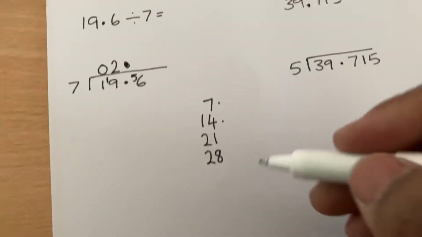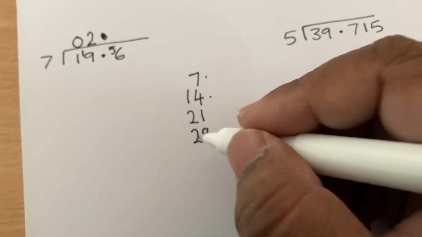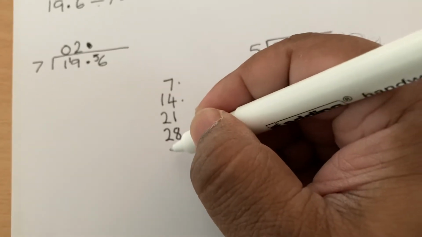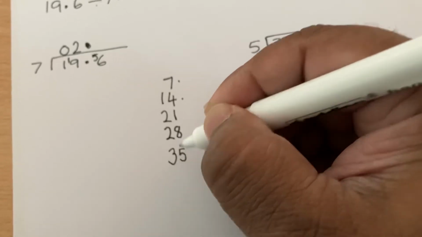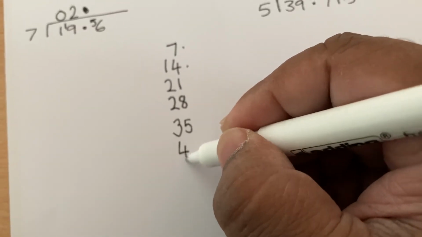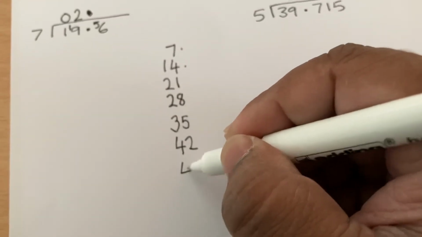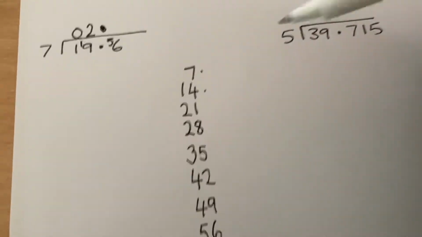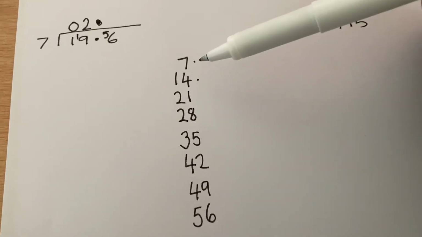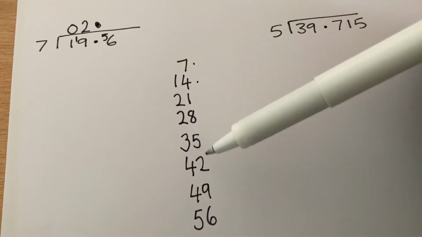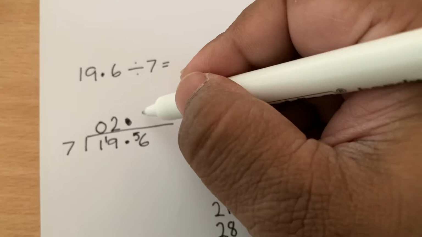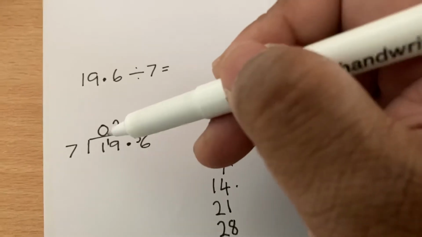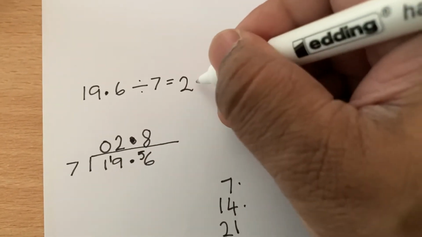How many 7s in 56? Well, we haven't got to 56 here, so I need to carry on with my times tables. So what's the next one? The next one is 28, then it's 35, then it is 42, and then it is 49, and then 56. Ooh, we get to our number, 56. So how many 7s is that? 1, 2, 3, 4, 5, 6, 7, 8. 8 lots of 7. So my answer is not 02.8, it's 2.8. The 0 means nothing. So the answer is 2.8.